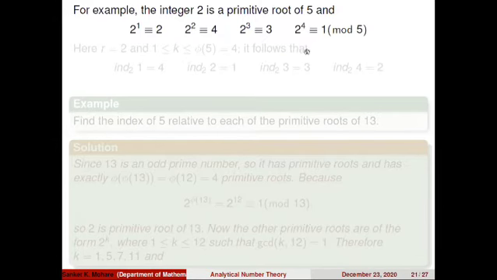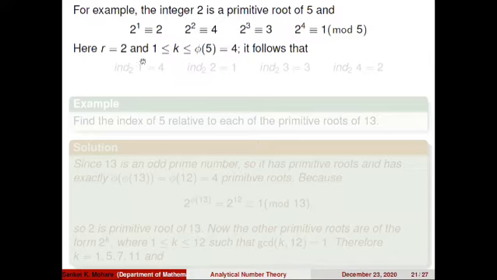So that's why 2 is the primitive root of 5, because 2 to the power phi of 5, and the value of phi of 5 is 4, so 2 to the power phi of 5 equals 2 to the power 4, which is congruent to 1 modulo 5. That's why 2 is the primitive root of 5. Okay, so here R is equal to 2.